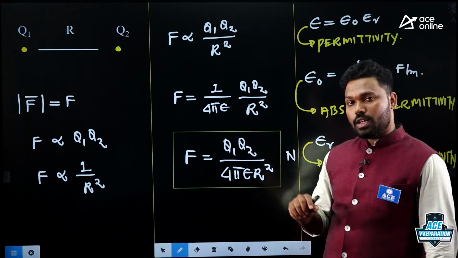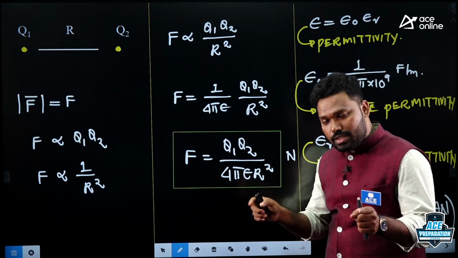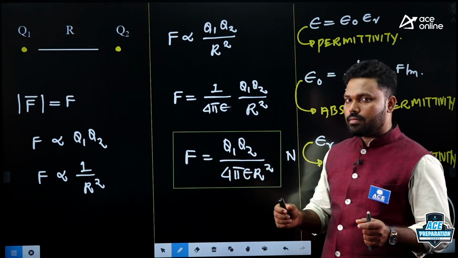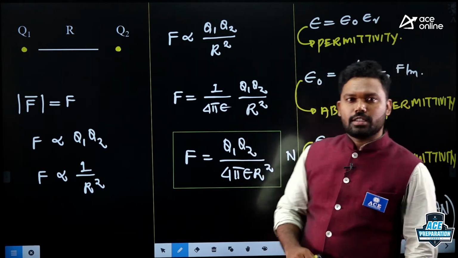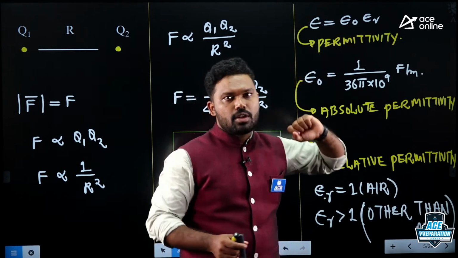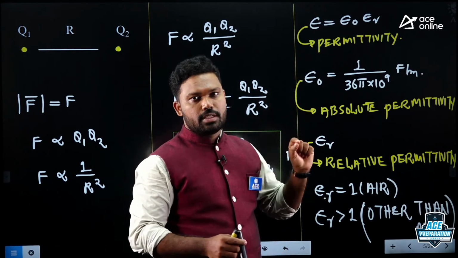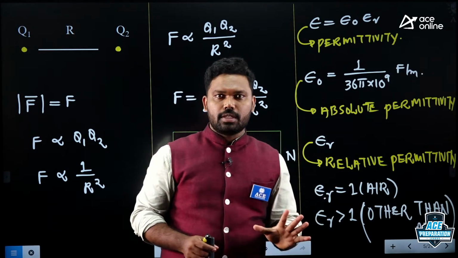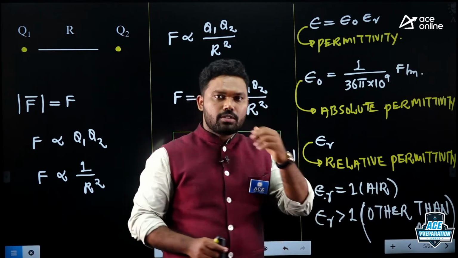Okay. What is this epsilon? The force between two charges depends on the magnitude of the charges and the distance between them, and also on the medium parameter. Clear? So what is this epsilon? It is a medium parameter. Epsilon is equal to epsilon naught epsilon r. Epsilon naught is called absolute permittivity. Epsilon r is the relative permittivity. Epsilon r value is 1 for air, and it is greater than 1 for media other than air.